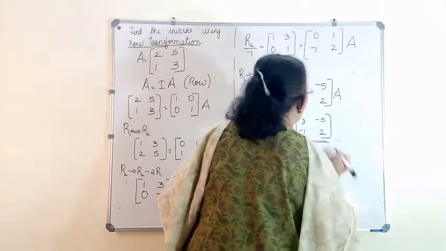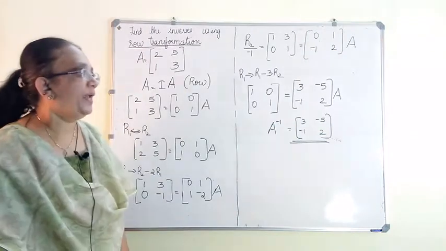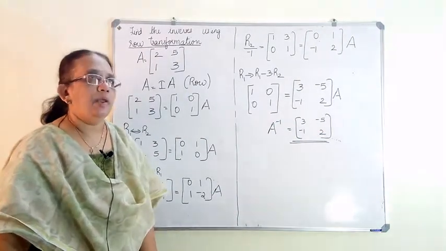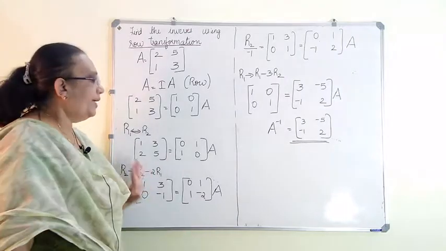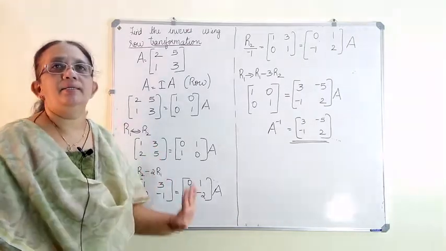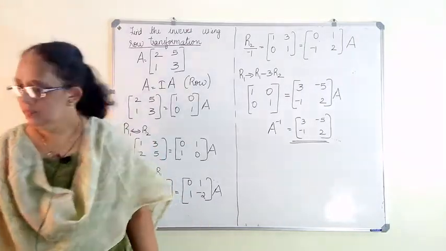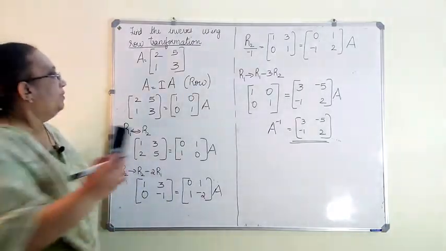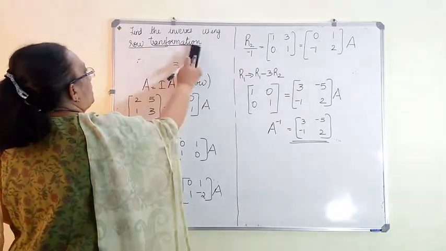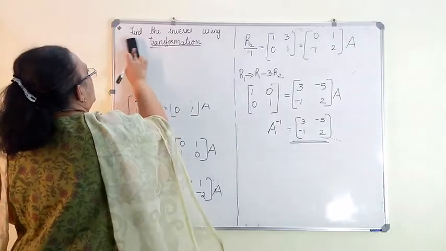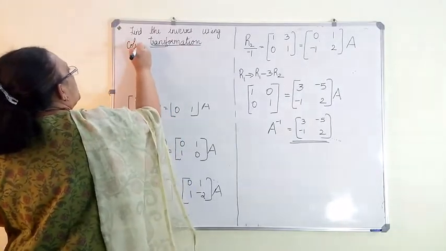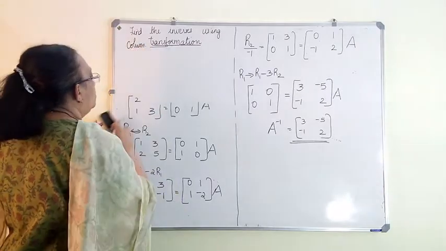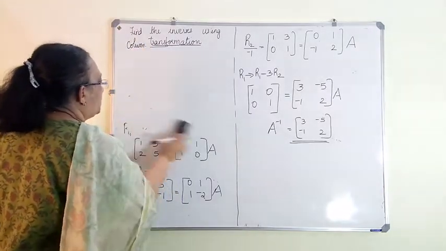This is how you find the inverse of a square matrix using row transformation. Always make the LHS an identity matrix. Now, one problem we will do for column transformation. Write down the question. Find the inverse using column transformation.